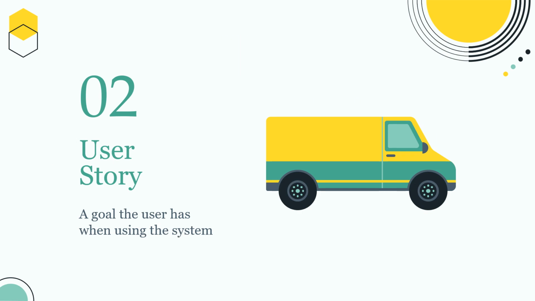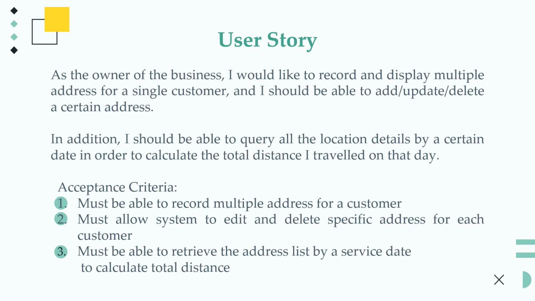Based on the discussion from the data module, we discovered a user story, and the user story is very straightforward. As the owner of the business, I would like to record and display multiple addresses for a single customer, and I should be able to add, update, and delete a certain address. In addition, I should be able to query all the location details for a certain date in order to calculate the total distance I traveled on that date.